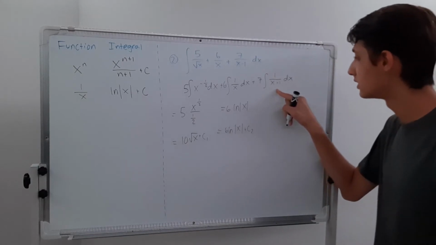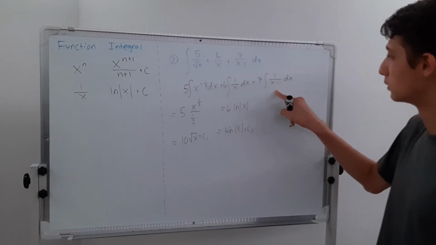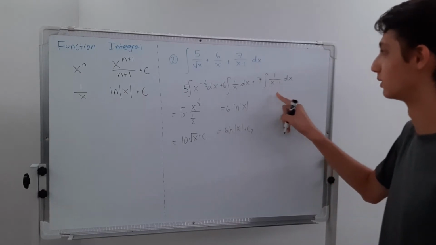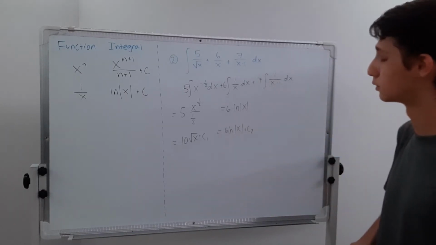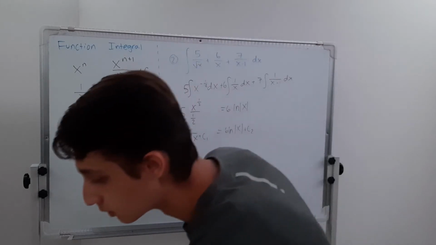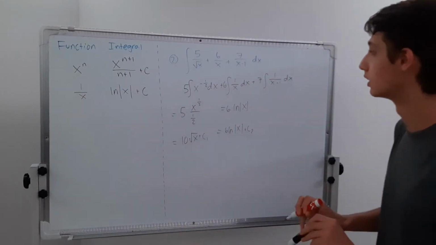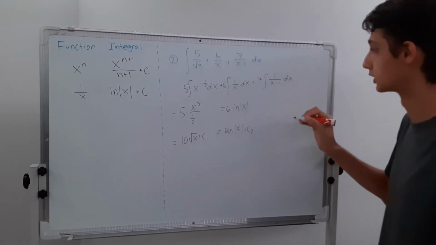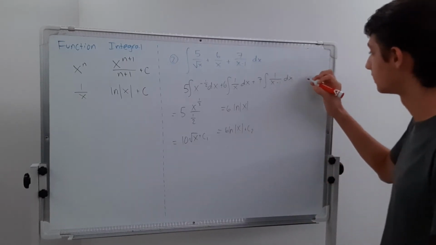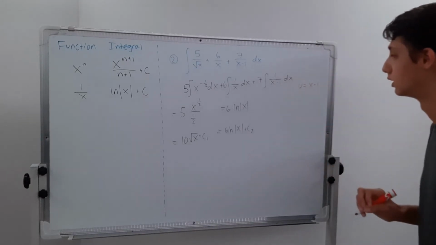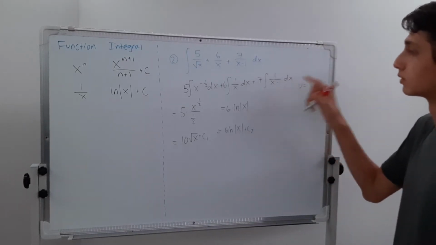Now, we have this x minus 1. We don't have a product rule or a quotient rule or a chain rule in integration, so what we do is what we call u substitution, where we substitute u for a value of a function of x, basically. So let's say our u is equal to x minus 1. Okay, so now we have this 1 over u.